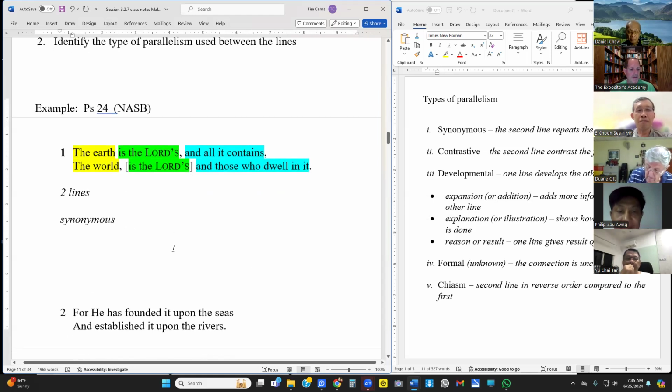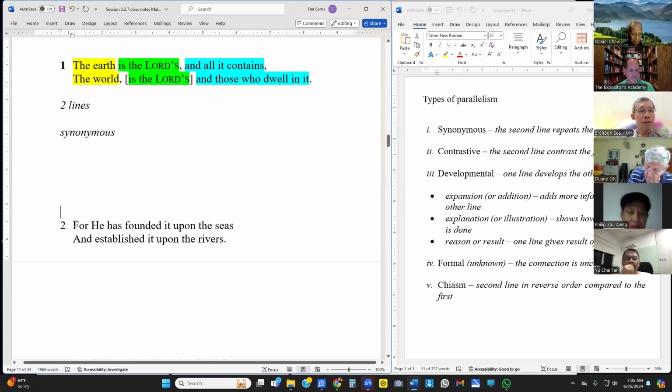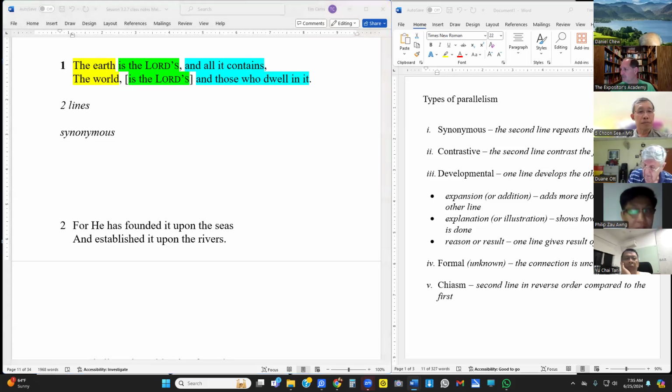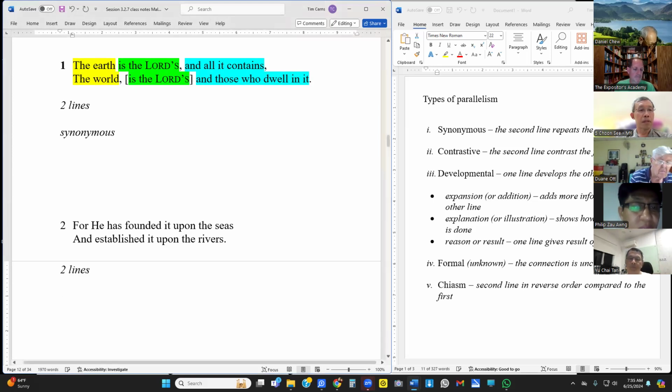Okay, Pastor Philip, I'm going to give you the second verse here. Go ahead and read it, and then let us know how many lines, and then the type of parallelism. Sure. For he has founded it upon the seas and established it upon the rivers. It has two lines, and I'm sure it is synonymous. And I think "he has" is dropped in the second line. Yes. Ellipsis, right? Good. Very good.